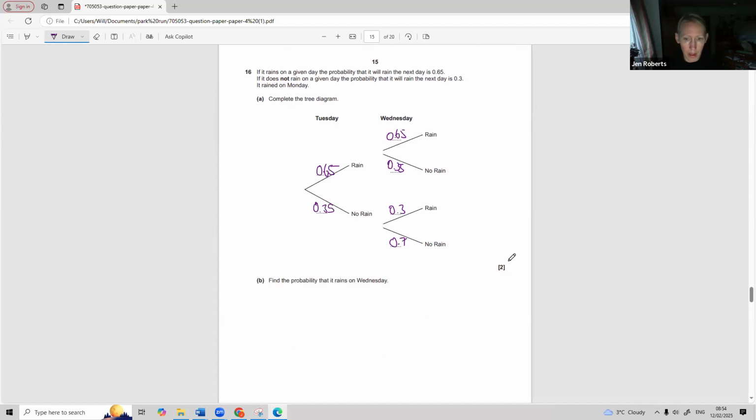We want the probability that it rains on Wednesday. So here it's rained on Wednesday. Here it's rained on Wednesday. So we multiply along our branches. 0.65 times 0.65. No rain, because it still rained on Wednesday. So it's that option or that option.